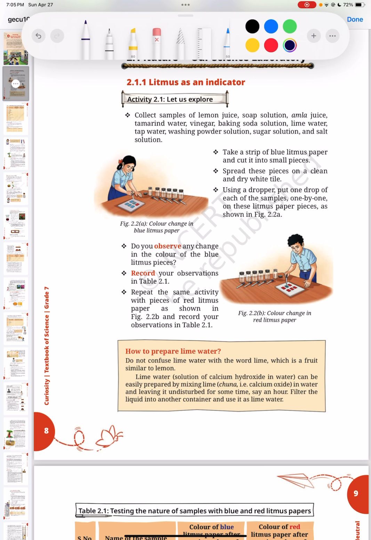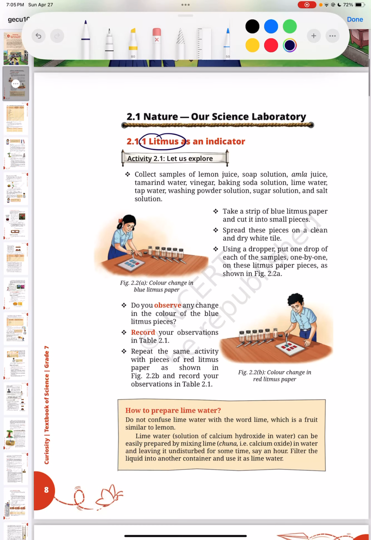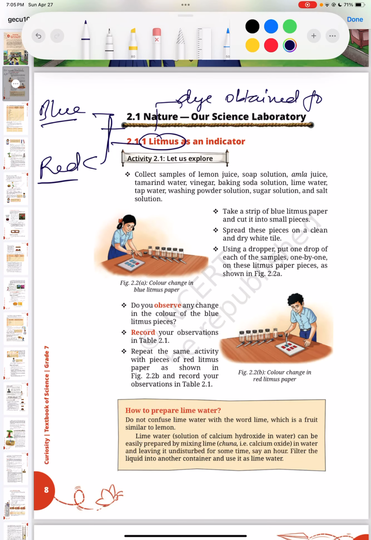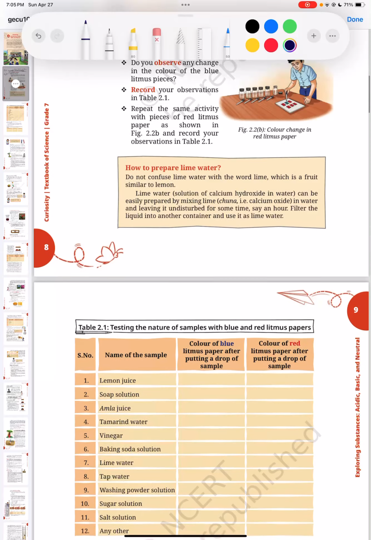Okay, and what is litmus? Well, litmus is nothing but an indicator, right? And litmus comes in two colors, blue litmus and red litmus. And by the way, litmus is a dye obtained from lichen. If you remember it from elsewhere, lichen is basically a symbiotic relationship between fungi and algae.